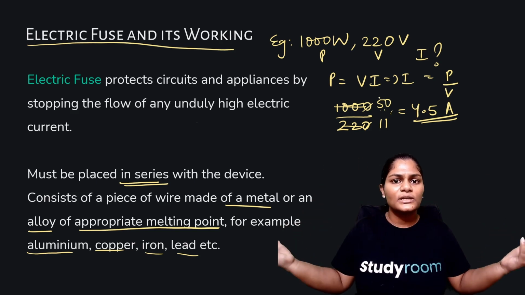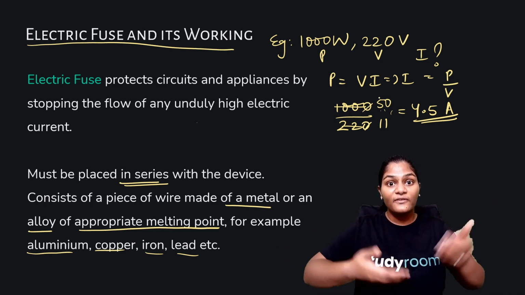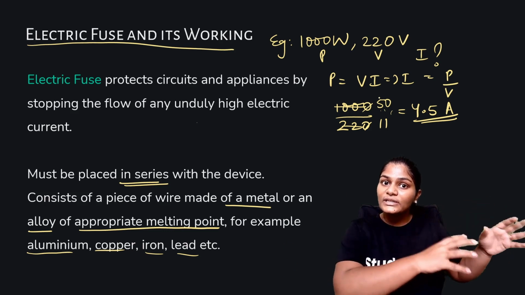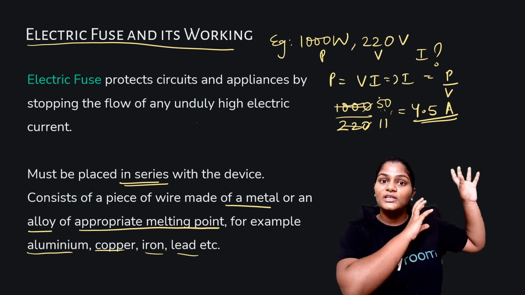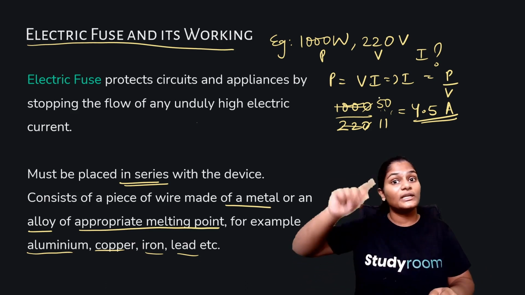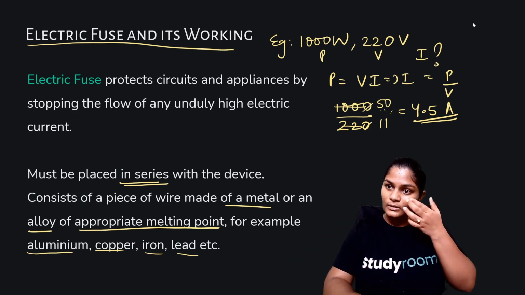So for whatever reason, suppose there is a hike in the current that flows. It is a physical thing, it can fluctuate, right? Current can fluctuate even if a constant potential difference is being provided at the source. Because of any reason, the current may suddenly fluctuate.